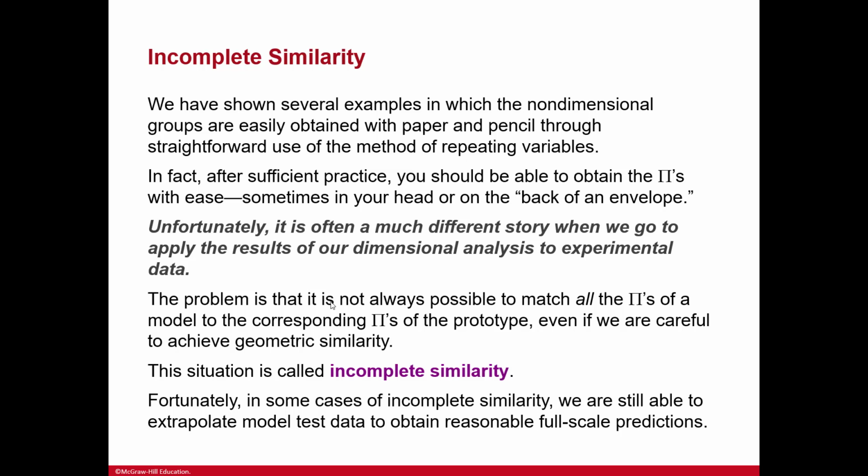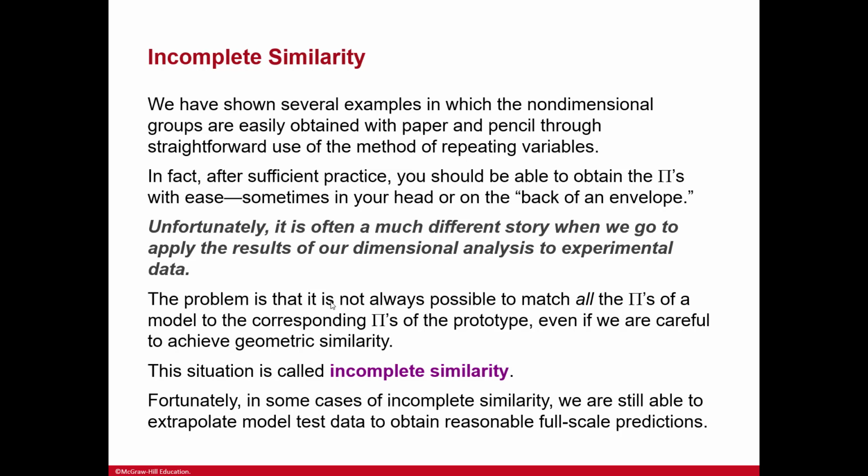A problem that is not always possible to match is all the pies of a model to the corresponding pies of the prototype, because not everything is going to be the same, right? Even when you have that scaled model versus that prototype, not everything is going to line up perfectly because it's not the exact same thing, even if you are careful to achieve geometric similarity. And that is called incomplete similarity.